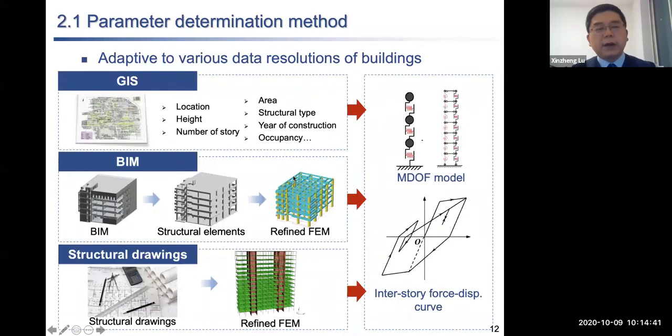And also the advantage of these structure models is that we can use different resolutions of data. We can use GIS data, we can have the building information or structural information. We can step by step improve the accuracy of our different models.